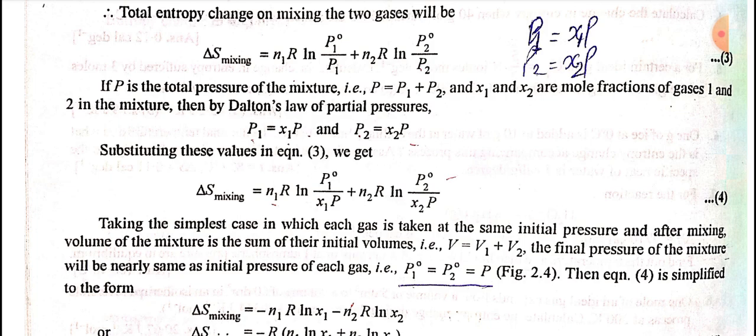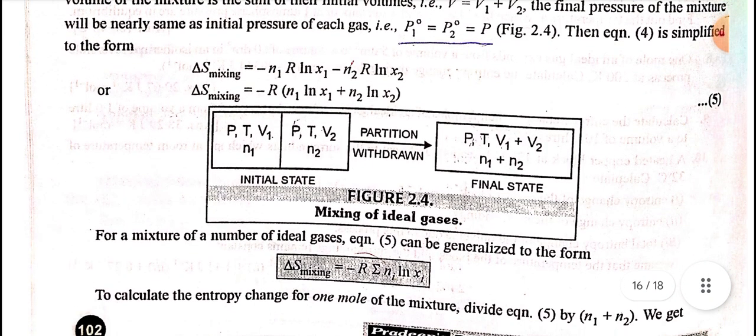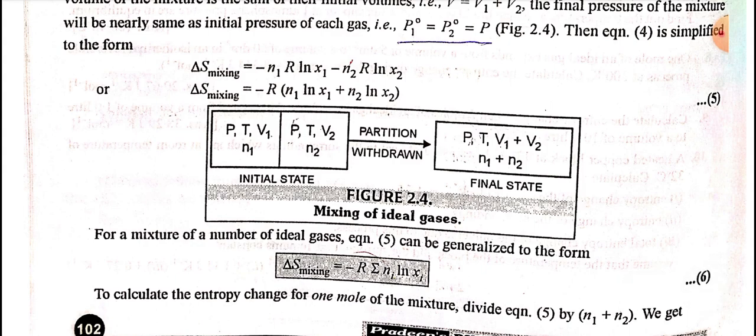Taking the simplest case in which each gas is taken at the same initial pressure, and after mixing, the volume of the mixture is the sum of their initial volumes, V = V1 + V2. The final pressure of the mixture will be nearly the same as the initial pressure of each gas, that is P1⁰ = P2⁰ = P. Then equation 4 is simplified to the form ΔS mixing = −n1 R ln x1 − n2 R ln x2, that is, ΔS mixing = −R(n1 ln x1 + n2 ln x2).